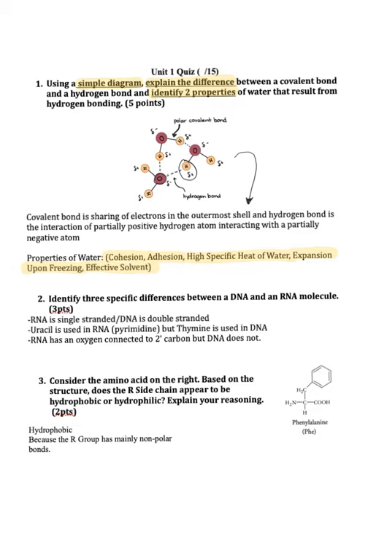You got 1 point for the diagram, 2 points for explaining the difference between a covalent and hydrogen bond, and 2 points for identifying 2 of these properties of water. Okay, question 2. These are 3 main differences between DNA and RNA.